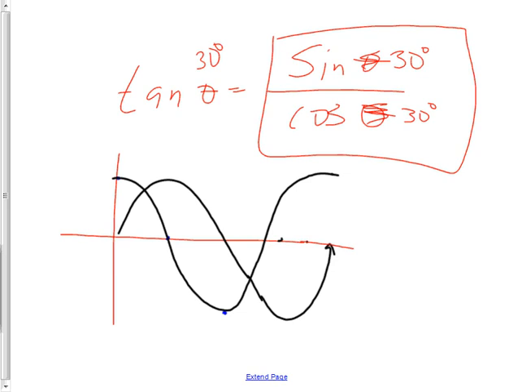Okay, but tangent, when it's all said and done, is the sine divided by the cosine. This one's sine, this one's cosine. So do you get that at this spot, it's sine divided by cosine, which means it's 0 divided by 1. What's 0 divided by 1? 0. So tangent must go through this spot right here.